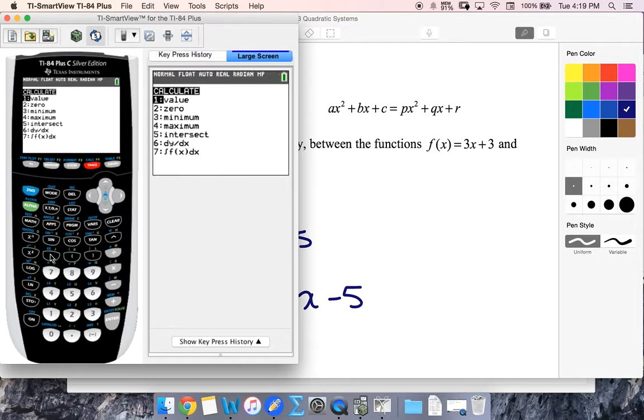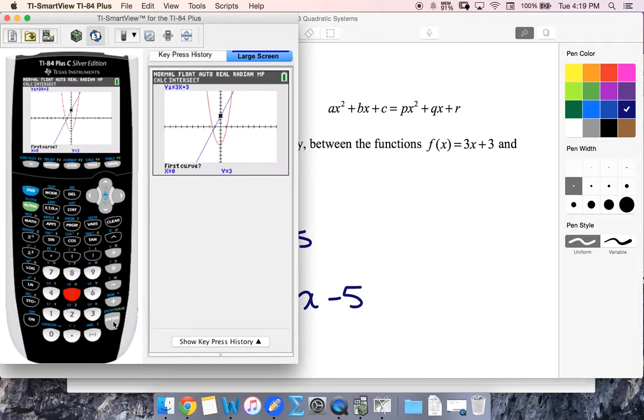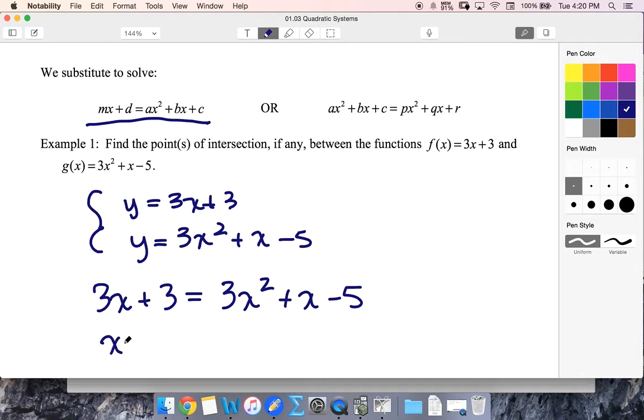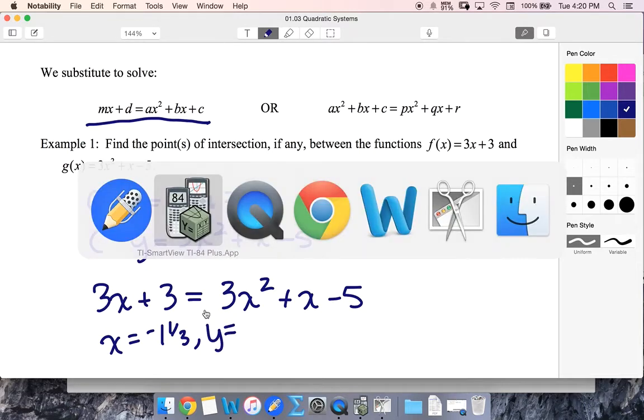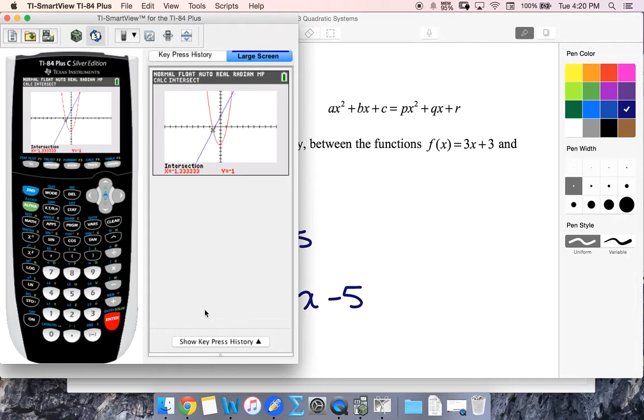So calc, intersection, yes, that's my first curve. Yes, that's my second curve. It looked like it was sort of -1.2 maybe, as my guess. Really, it's -1 1/3. All right, so x is -1 1/3. And I also want my y value that corresponds to that. So I can see here that the y value is -1.